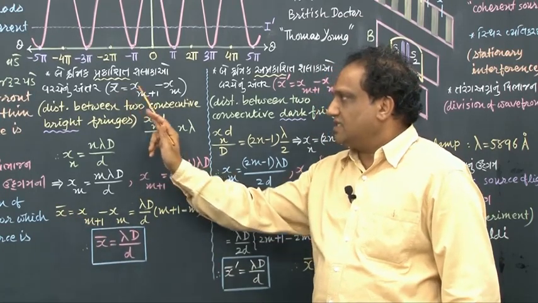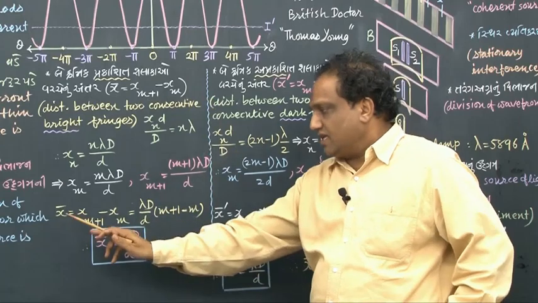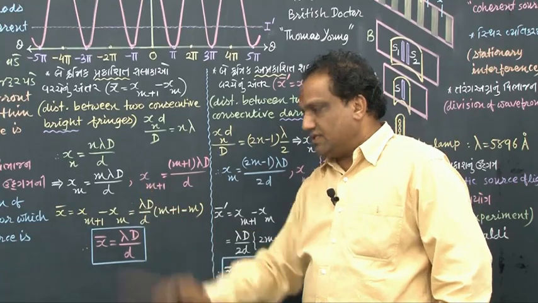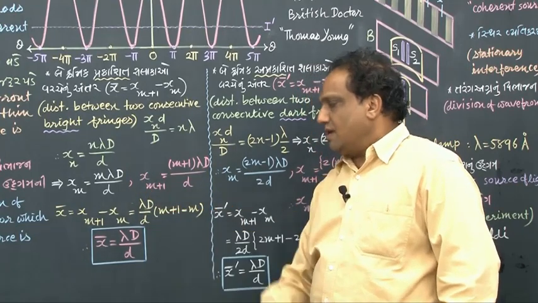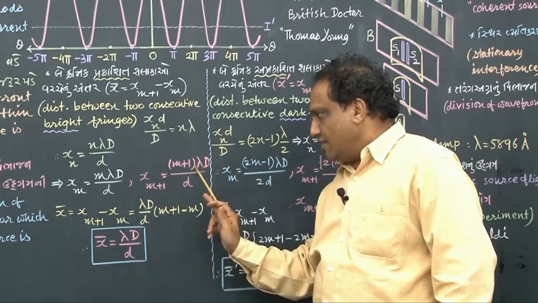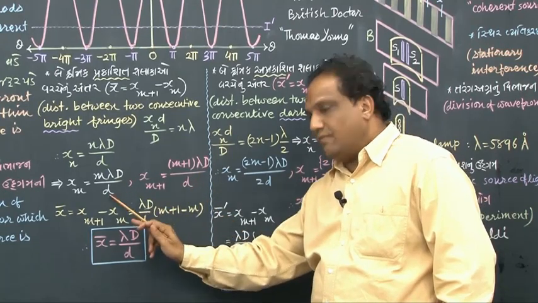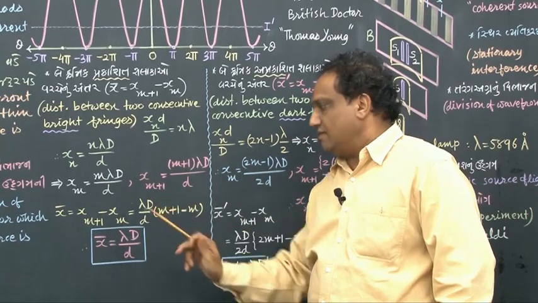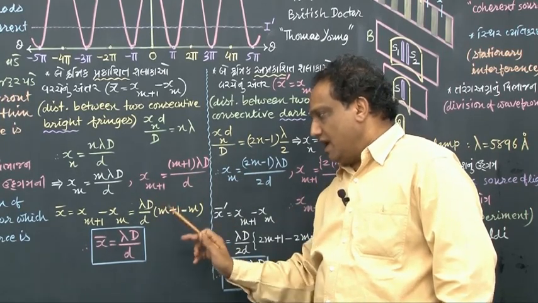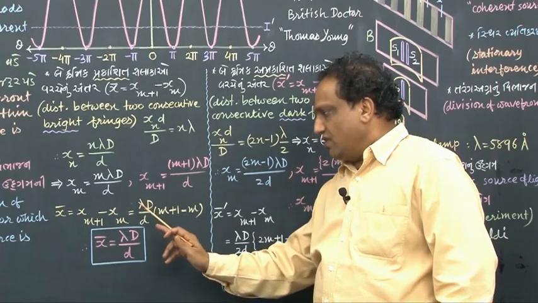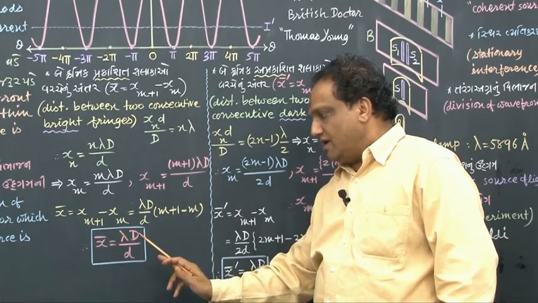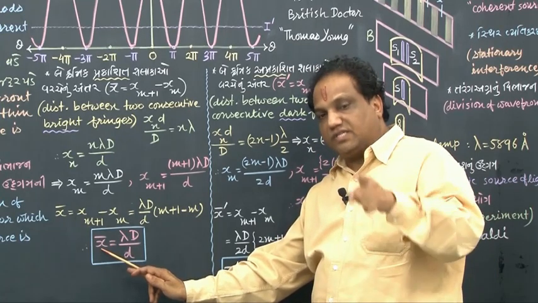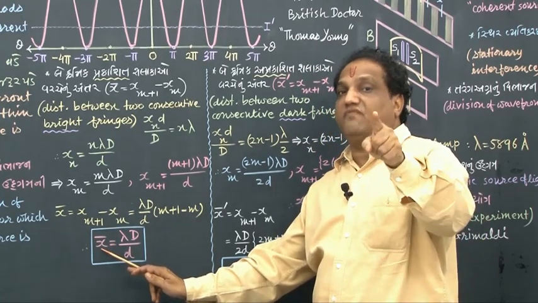And now what is x bar? X bar is xm plus 1 minus xm. So it is this minus this. But when you take this minus this, lambda D upon d can be taken common. Inside the bracket, m plus 1 minus m. M will cancel, giving you lambda D upon d. Correct? This gives you the formula for finding the distance between two consecutive bright fringes.